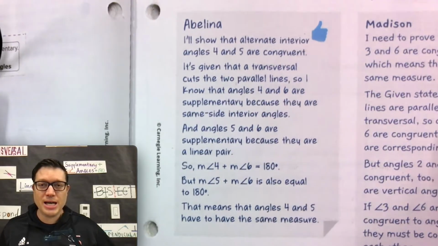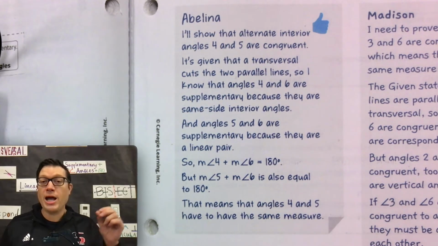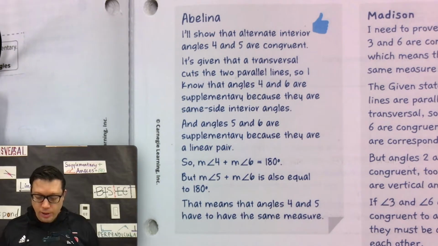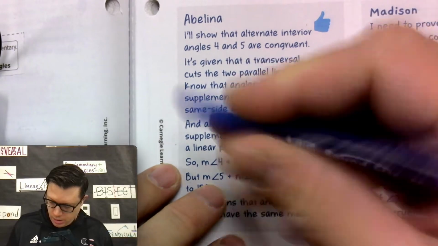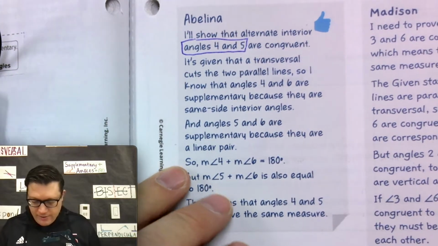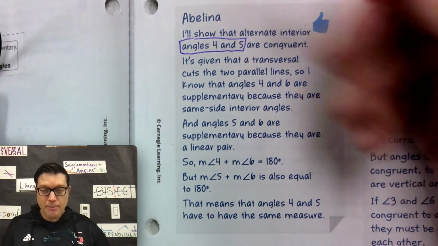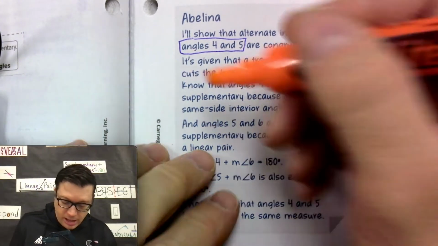Abelina, she says that she will show that alternate interior angles 4 and 5 are congruent. Okay, so I know what she's talking about. 4 and 5, and then as a statement, like that is the thing that needs to be proved. It matches the prove statement up above, so I'm going to highlight that orange.